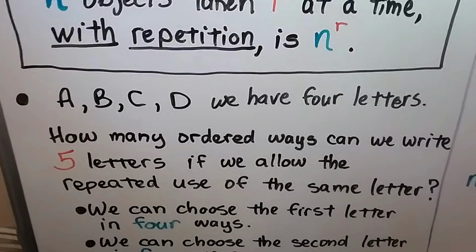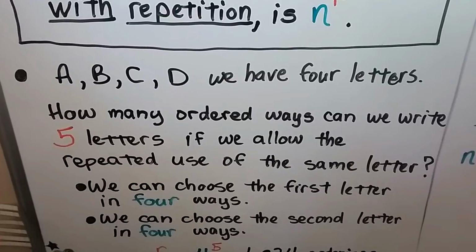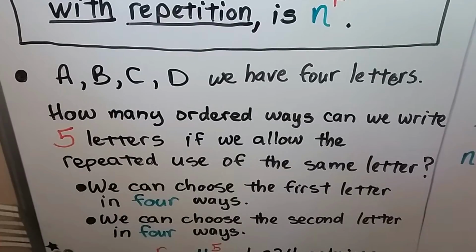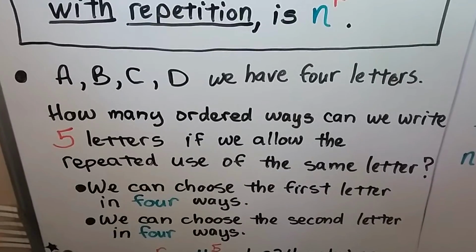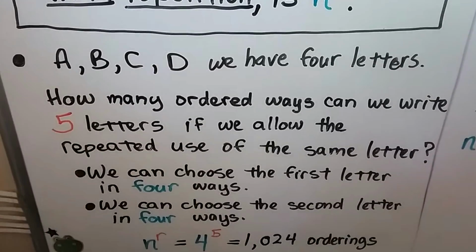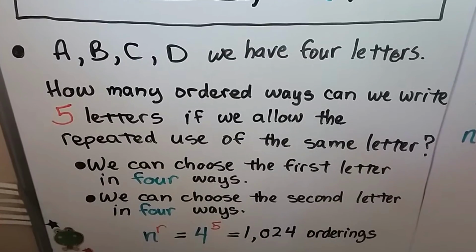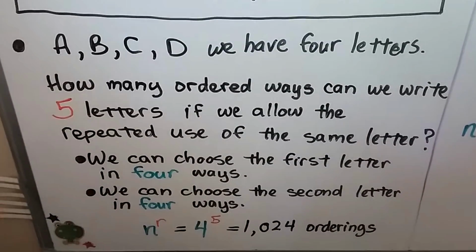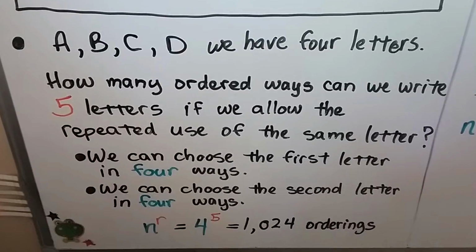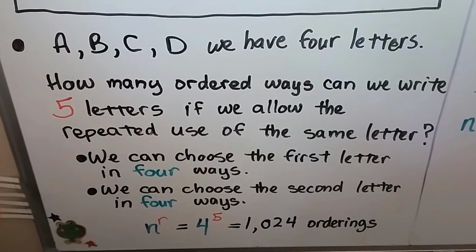A, B, C, D. We have 4 letters. How many ordered ways can we write 5 letters if we allow the repeated use of the same letter? So we only have 4 letters, but we want to have 5 letters in our set. We can choose the first letter in 4 ways. We can choose the second letter in 4 ways. So we have 4 to the 5th power. We have 1,024 orderings.